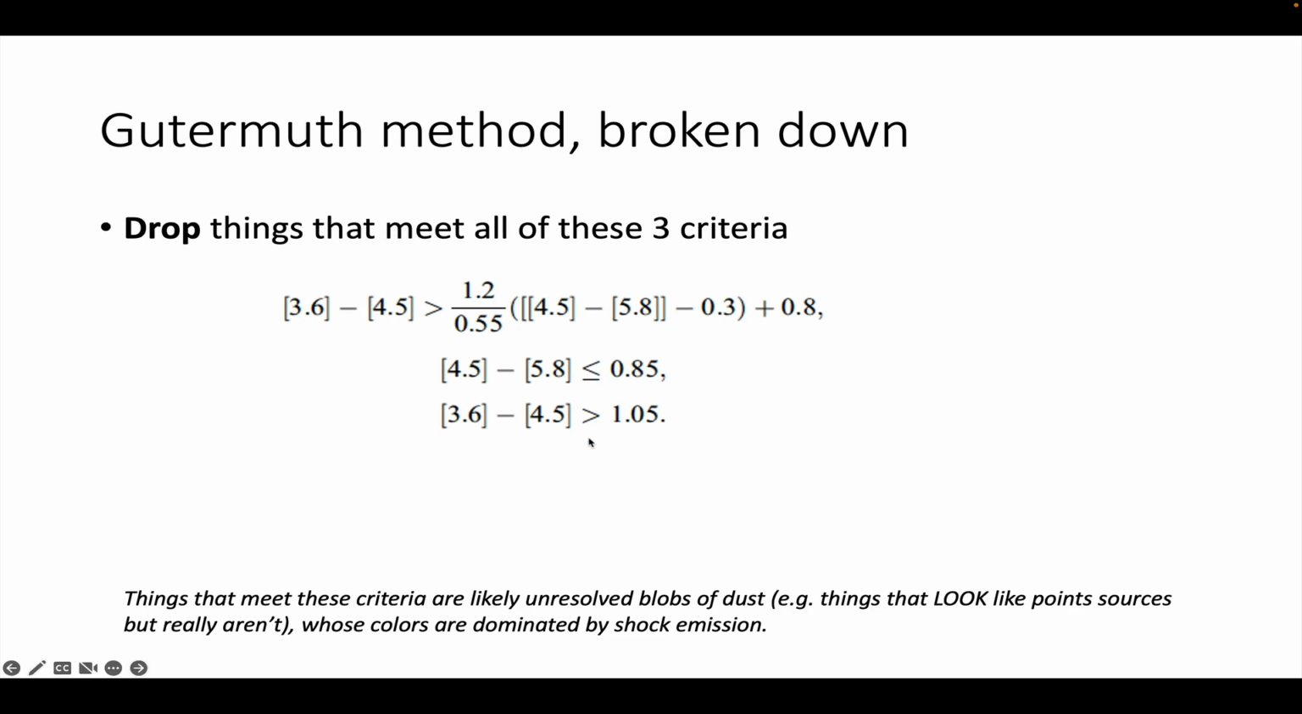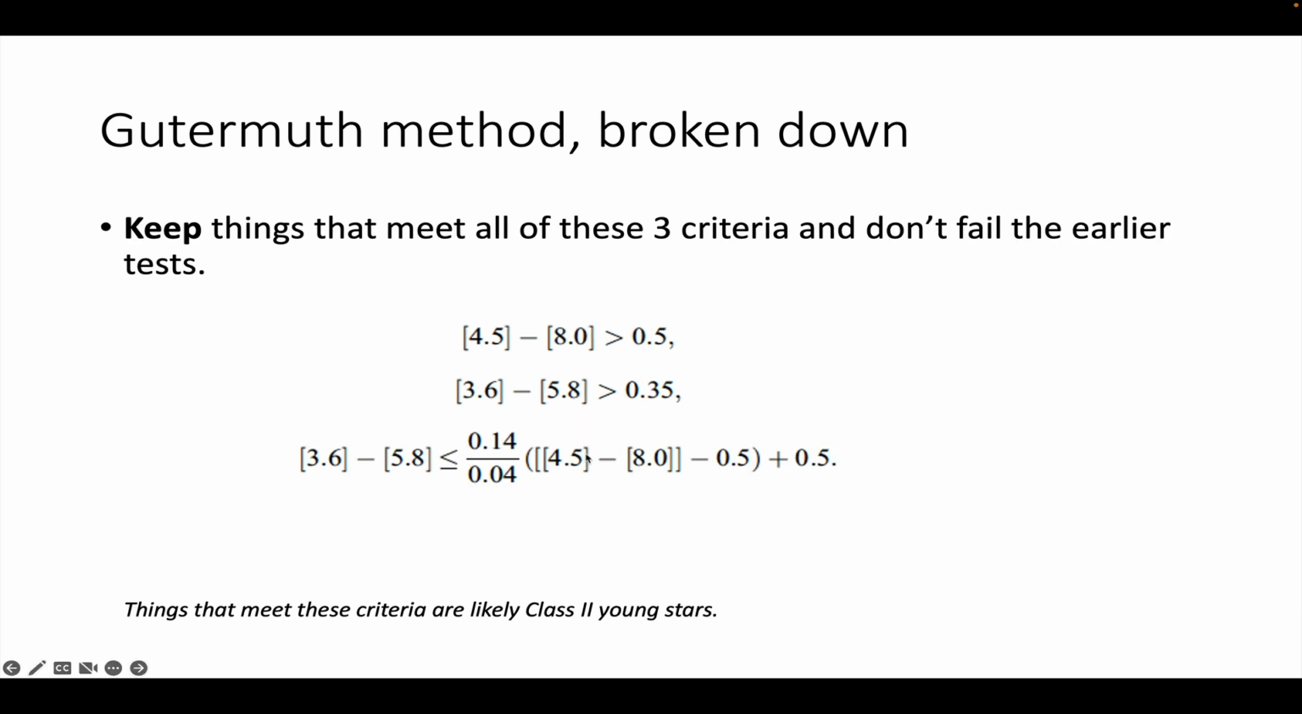Drop things that meet all 3 of these criteria. Things that meet these criteria are likely unresolved blobs of dust, in other words, things that look like point sources but really aren't, whose colors are dominated by shock emission. Okay? Keep things that meet all of these criteria and don't fail the earlier tests. Things that meet these criteria are likely class 2s.